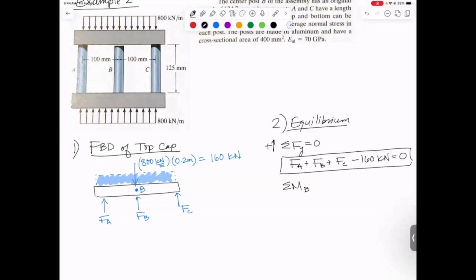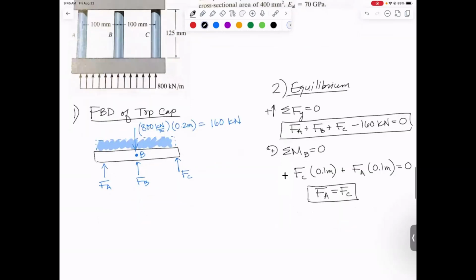And summing moments about B is 0. The reason I like that location is that it knocks out both a force and the distributed load. Neither of those will cause a moment about point B. So summing moments about point B equals 0, we would have the force at C times 0.1 meters causing a counterclockwise moment, and the force at A times 0.1 meters causing a clockwise moment equals 0. We can actually solve and determine that FA is equal to FC.